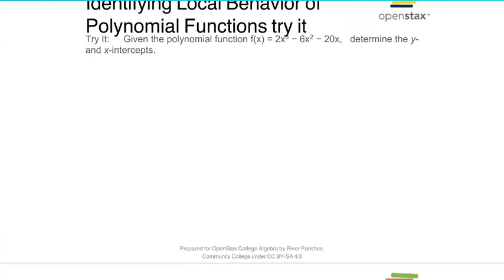Okay, so your turn to try it. Because you can't see it very well, that's a 3. So that's 2x to the third minus 6x squared minus 20x. So determine the x-intercepts and the y-intercept. Unpause when you're ready to go over it.